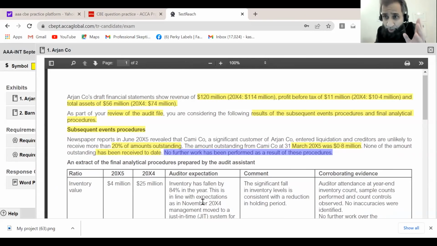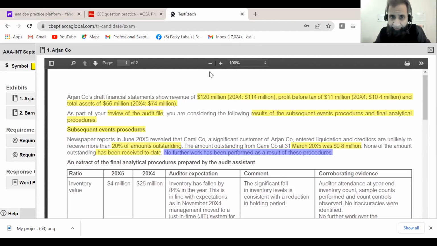But now you are not circularizing the letter to the customer because the customer is in the liquidation process. So with whom are you corresponding? You're corresponding with the liquidator. So circularization is a procedure which takes place during the audit. And during the audit, you must have confirmed that the outstanding balance from Chemi is 0.8. I hope you're getting that, right?